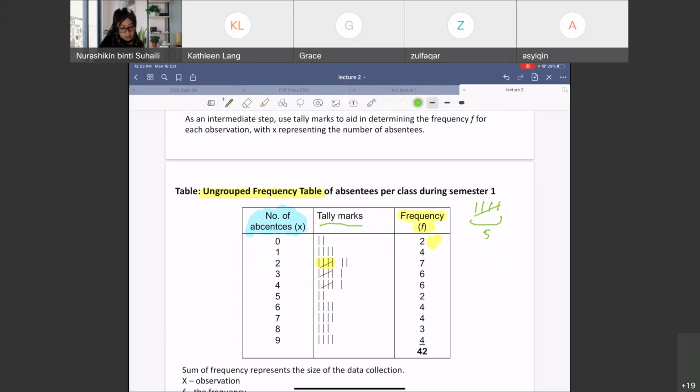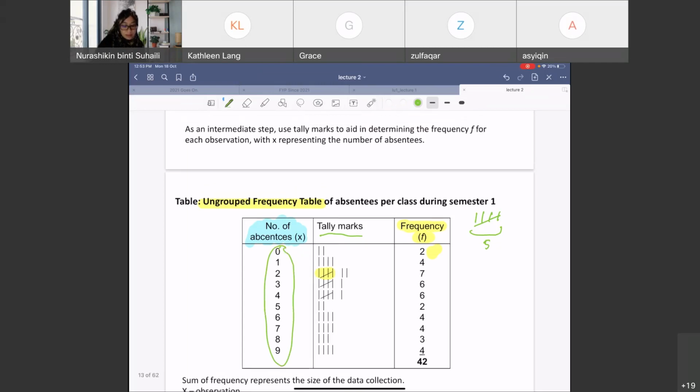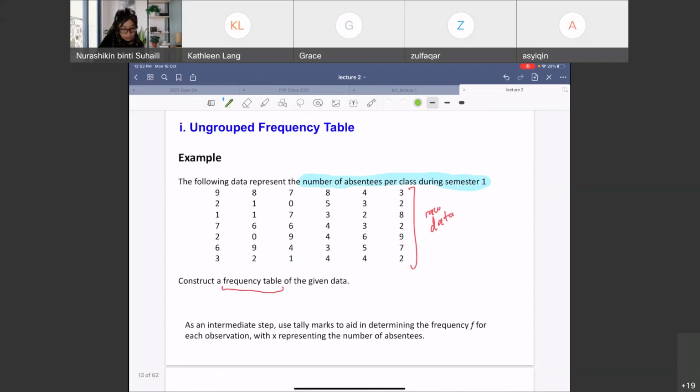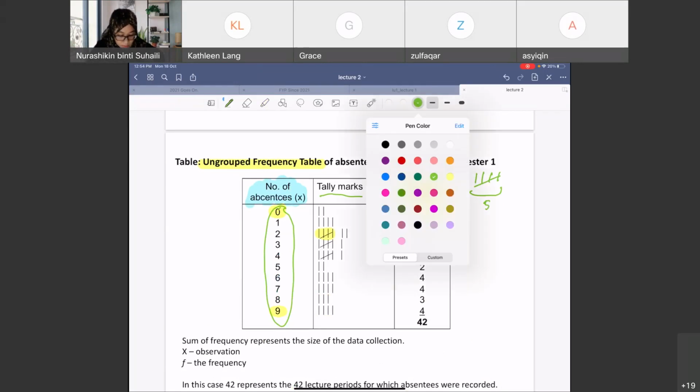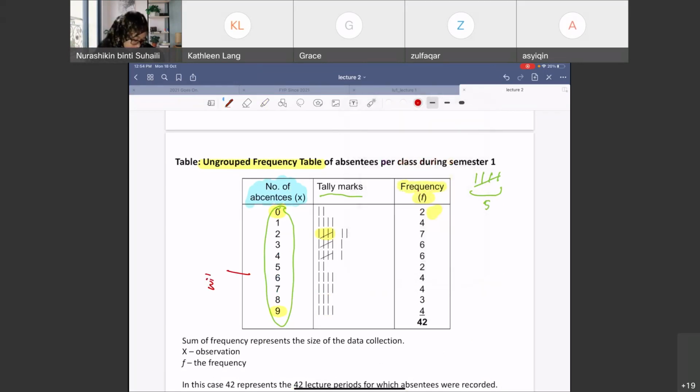The reason why it is ungrouped is because you just spell everything. Like from this data, when you see here, it's from the lowest to the highest. The highest is 9, right? So you just list down all of the items from 0 to 9, and you find what's the frequency. It's without groups. That's why it's called ungrouped.